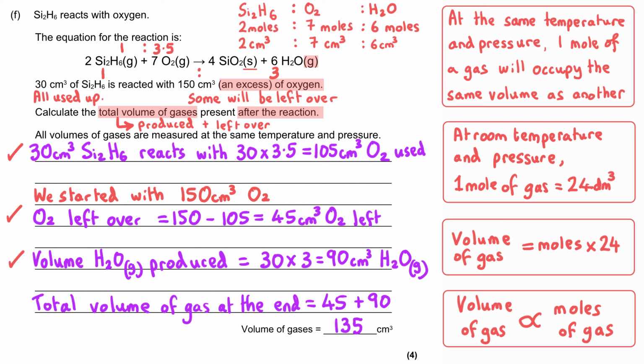And then the final task is to work out the total volume at the end of the reaction. So we take our 45 cm cubed of oxygen that was left over, and we add that to the 90 cm cubed of water vapour that was produced, and we get a final volume of 135 cm cubed. And this is our final mark of the 4.